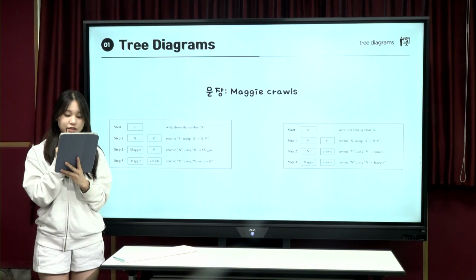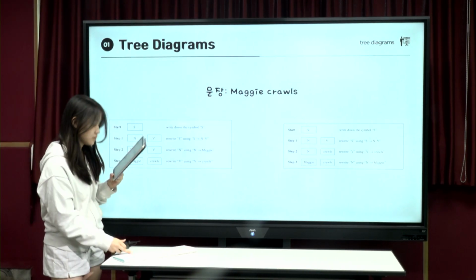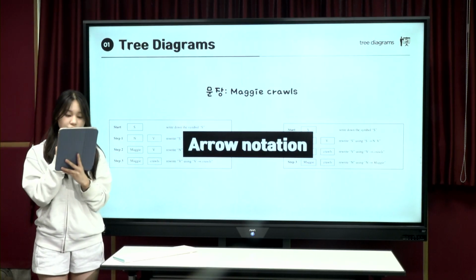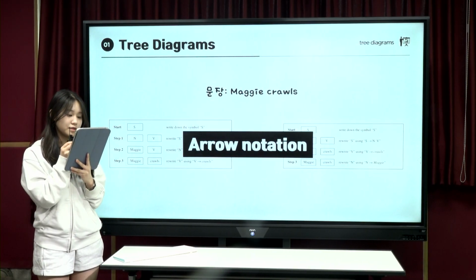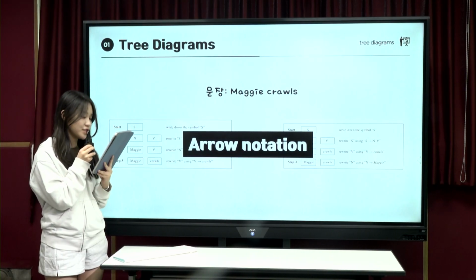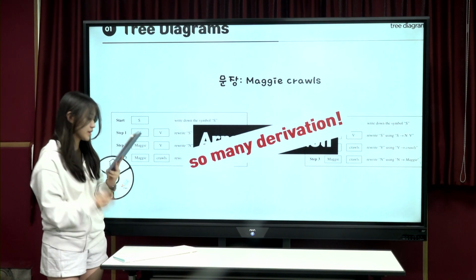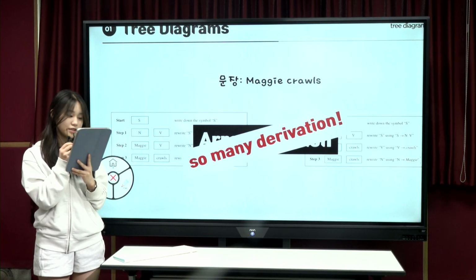Before we talk about tree diagrams, we first learned about something called arrow notation. Arrow notation shows how we apply rules step by step to create strings. But here's the problem. Depending on the order we apply the rules, we can get many different derivations, even if the final result is the same. That can get really messy.